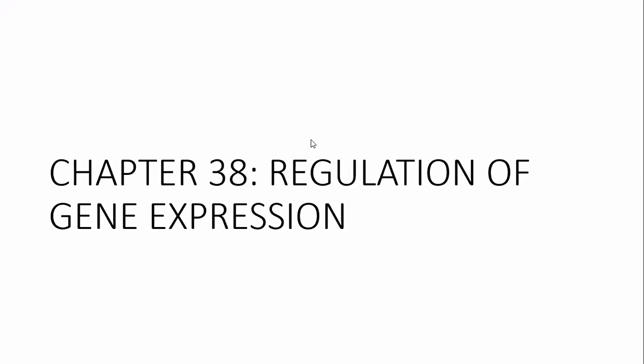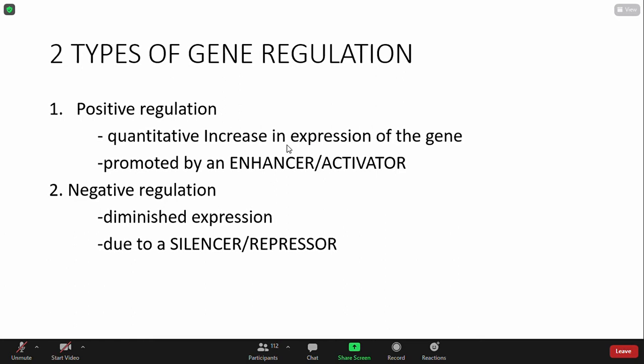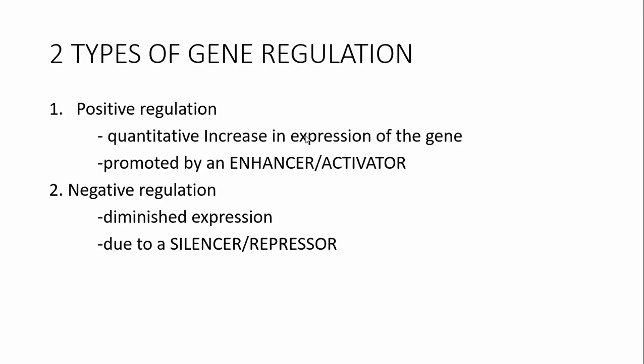How do we regulate gene expression? Two types: positive regulation and negative regulation. When we say positive regulation, it is promoted by your enhancer or activator. That means consistently ito siya na proteins na ma-define. Okay? The more ito matra-transcribe, the more ito matra-translate. That is positive regulation. Vice versa, negative regulation, silencer or repressor, it would diminish your expression. Okay, so decrease protein synthesis of that specific protein.